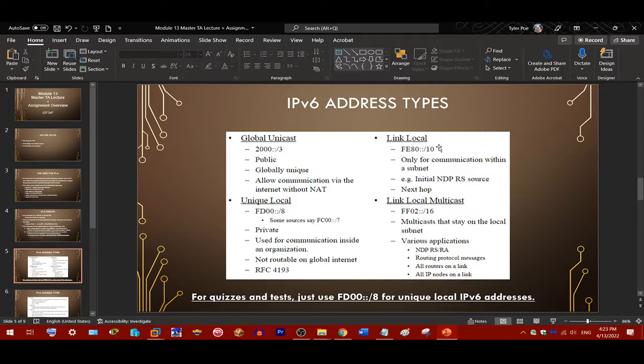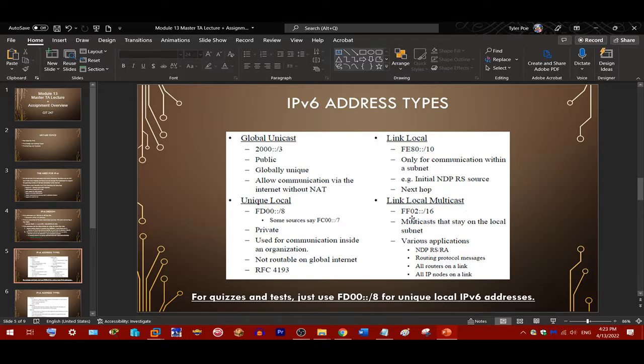Link local addresses are FE80. So there's a difference between unique local and link local. Unique local has a D in it. Link local has an E in it and also 80. Once again, these are all only communicable in a subnet. They are also used for the NDP process, which we'll get to in a minute. But anyway, these basically are pre-configured on your computer already.